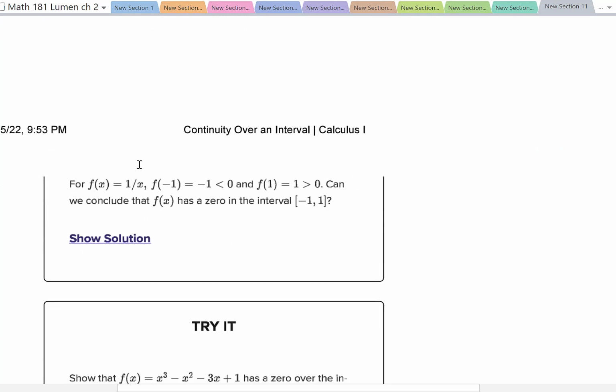And here's another one. It says f of x equals 1 over x. F of negative 1 equals negative 1, which is less than 0, and f of 1 is 1, which is greater than 0. Can we conclude that f of x has a 0? And the answer here is no, because f of x is not continuous over the interval from negative 1 to 1. At 0, it has an infinite discontinuity.